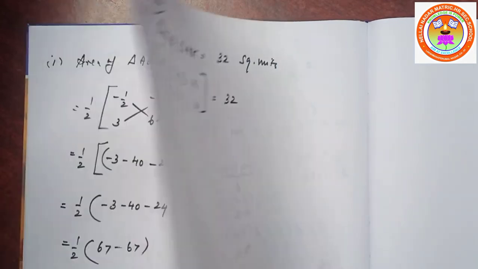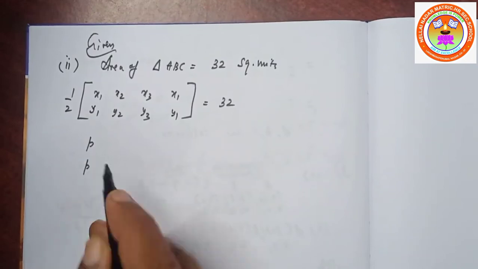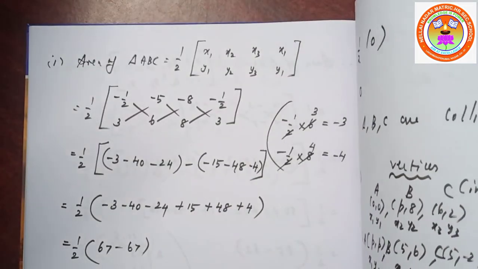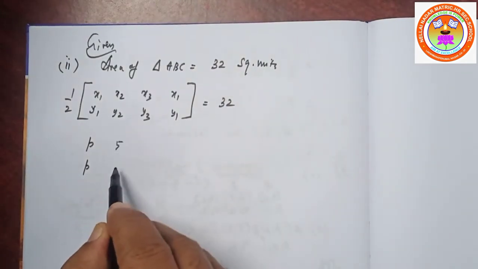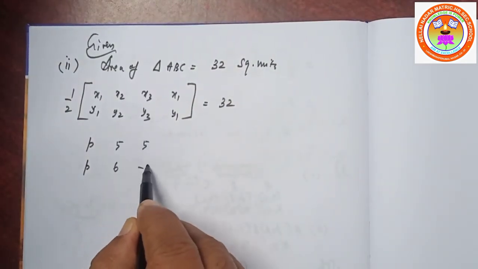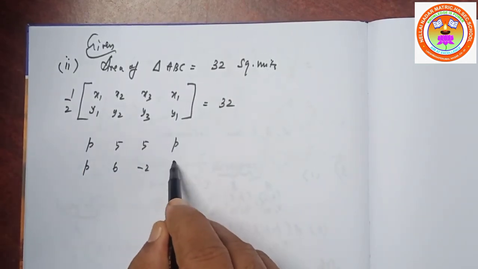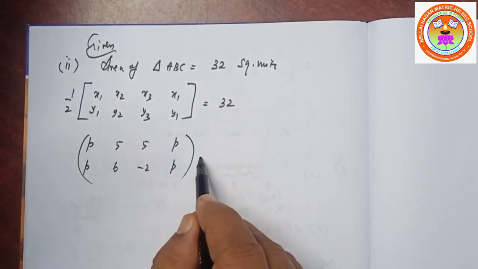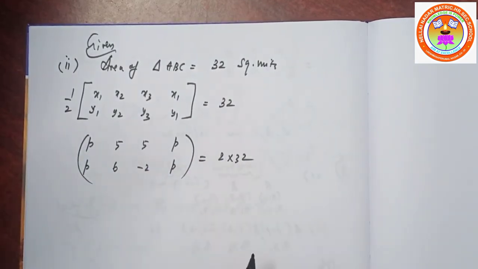x1, y1 is given as p, p. Next x2, y2 is 5, 6, next 5, minus 2. Again you have to write x1, y1, that is p and p, equals, cross multiply 2 and 32, 2 into 32. Okay.